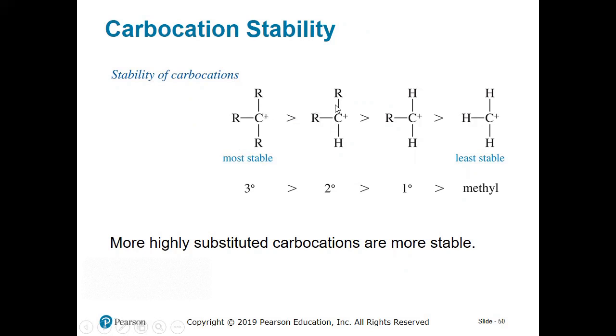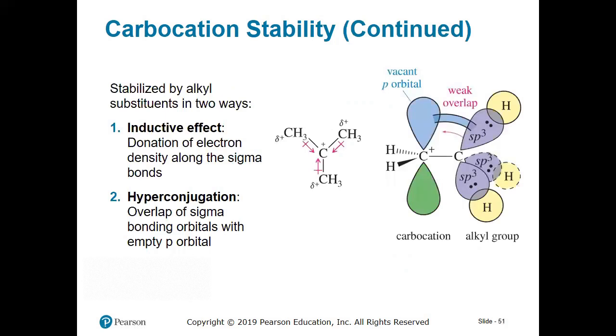Same applies to the secondary. Same applies to the primary. No overlap whatsoever with the vacant p orbital on that carbocation when it's a methyl carbocation. That's why it's the least stable compared to the primary, secondary, and tertiary. So the two factors that usually affect stability of carbocations are inductive effect and hyperconjugation.